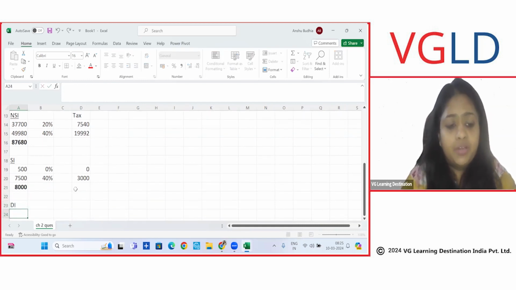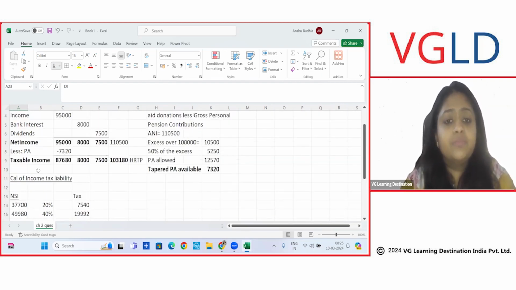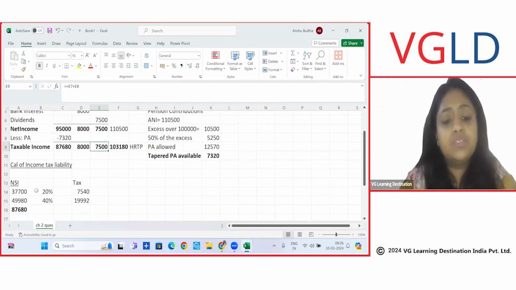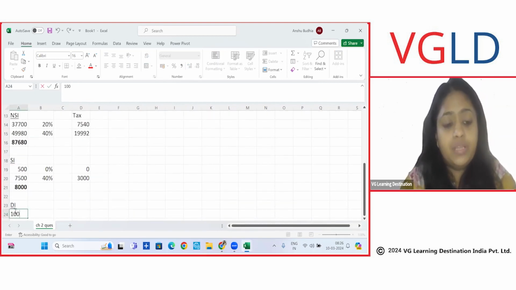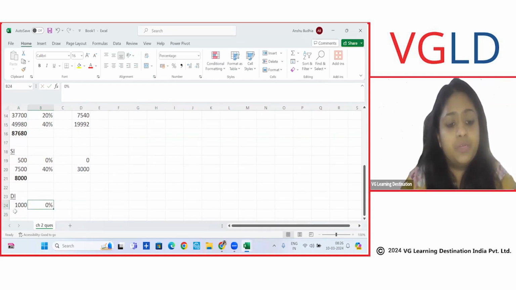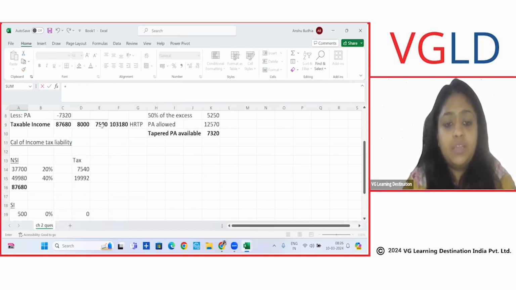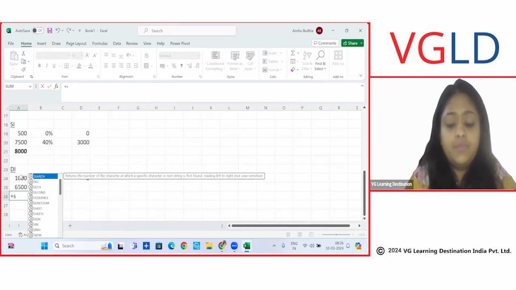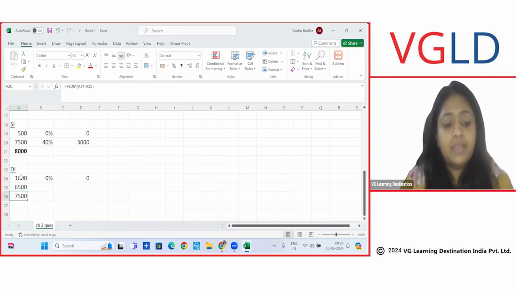Now let's take dividend income. So when we take dividend income, what is the dividend income? 7,500. Irrespective of what is the category of the taxpayer, every taxpayer will get 1,000 nil rate band. So I will write here 1,000. I'll give a nil rate band of 0%. Now the remaining dividend income is 7,500 less 1,000. Total becomes 7,500. All the three incomes are matching.